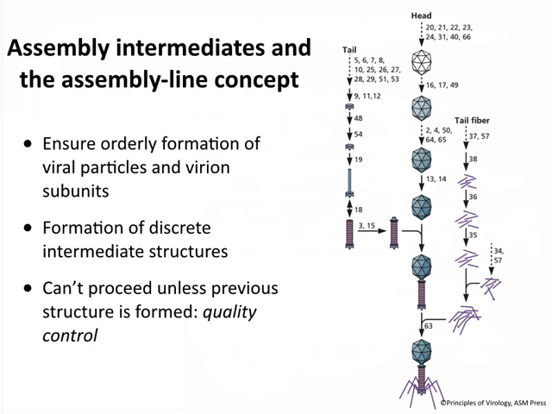If you make a defective base plate, it won't get incorporated into the rest of the procedure, and you won't make defective viruses with defective base plates. If you make a broken head, for example, it won't be placed on. So the assembly line process assures quality control in a way. You can't go on unless what you've made so far is good.